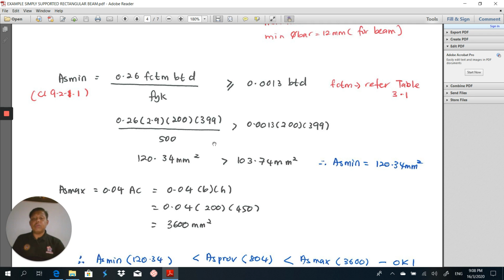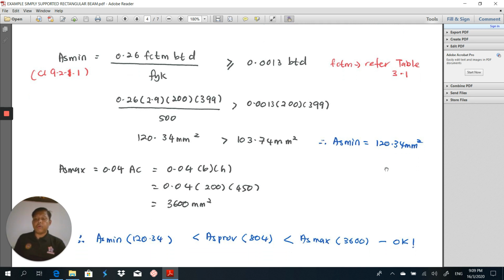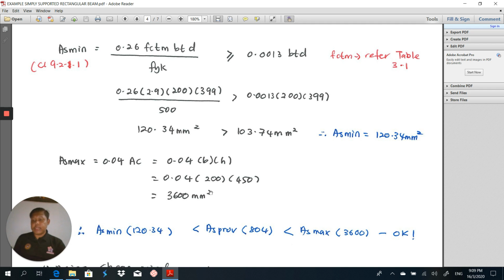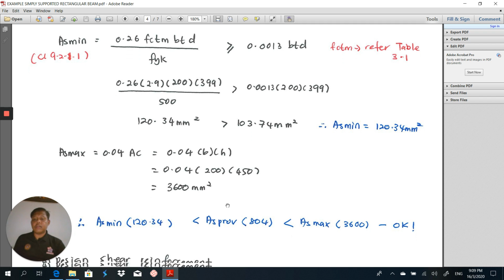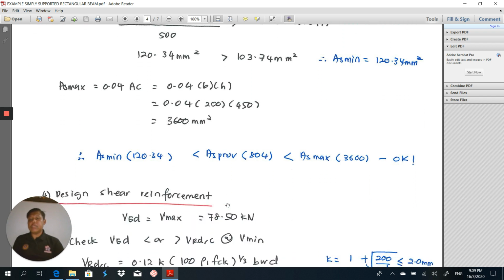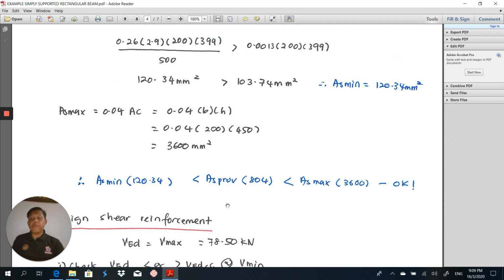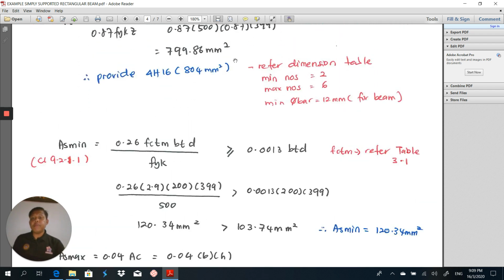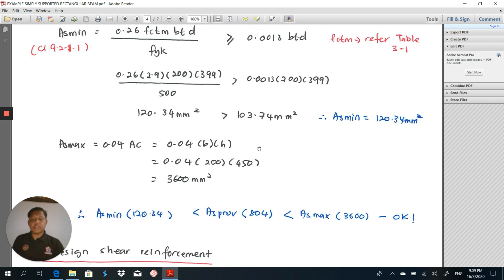So by comparing this value, I get the answer by using this formula. The value is bigger than 0.0013 bt d. That's why I use As minimum, the biggest one, so 120.34. As maximum is 0.04 Ac. This is the formula, equal to 0.04 b times h, which is 3,600. Then we make a conclusion. Here, As minimum should be less than As provided and less than As maximum, where the As provided that we provide here for the main reinforcement should be in between As minimum and also As maximum.